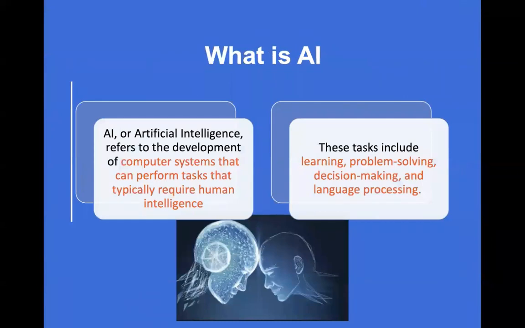AI, or artificial intelligence, refers to the development of computer systems that perform tasks that typically require human intelligence. The main keyword here is human intelligence. These tasks include things like learning, problem solving, decision making, and language processing. All of these together are just tasks that humans can usually perform. And if a computer can perform it, then that's AI.